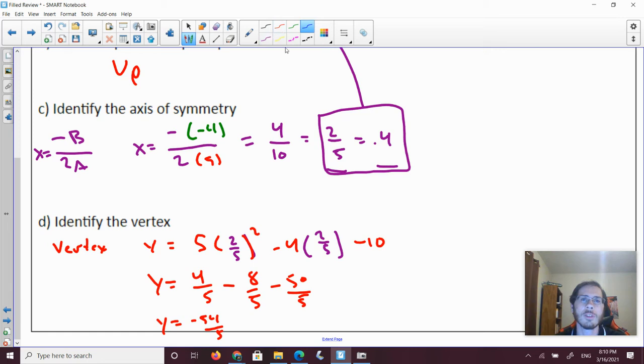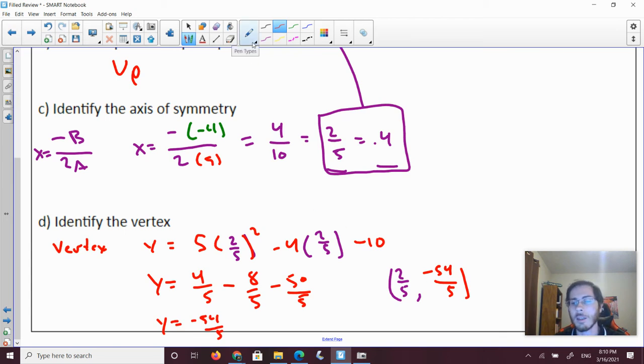All right, so let's check it out. We get our final coordinate. We're going to do the x-coordinate first, so 2/5. Y-coordinate second, negative 54/5.